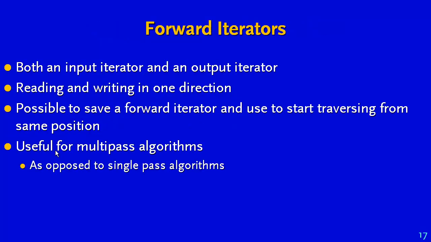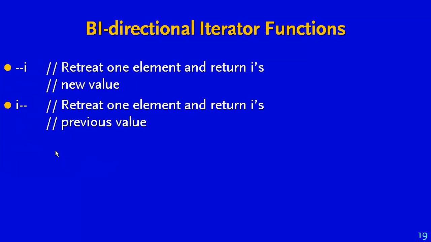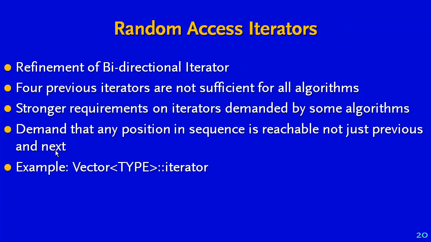So the forward iterators are just input and output iterators in one direction, and the bidirectional iterators can travel in the forward direction and in the backward direction. Bidirectional iterators have, of course, since they go in the backward direction, the decrement and minus operators as before. Random access iterators you get in the vector class. The whole point about it is that with a random access iterator, you can position anywhere in the sequence.